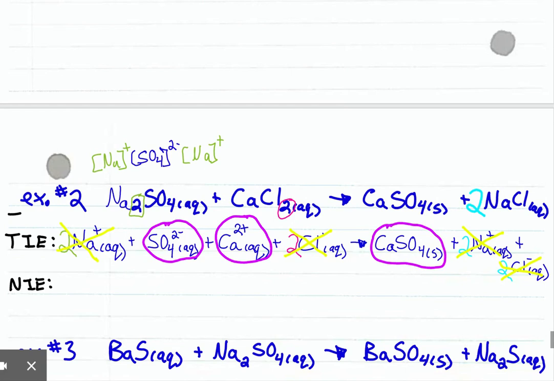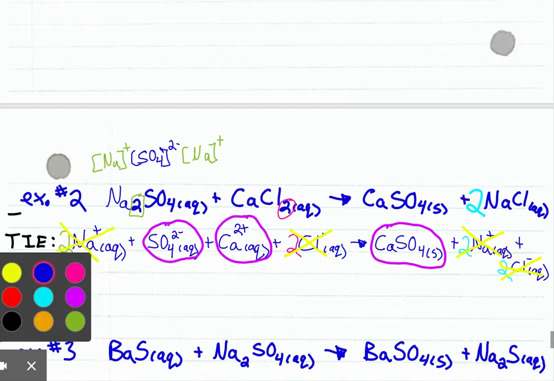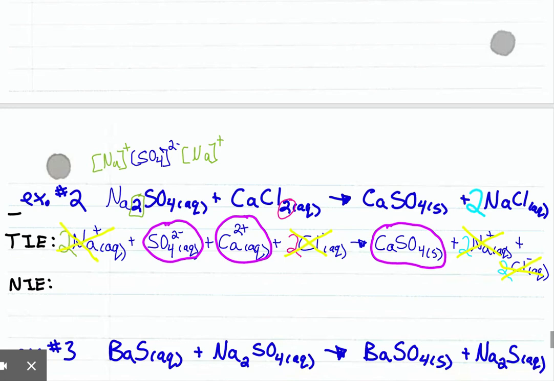So those become our net ionic equation. They're what's involved in the reaction. So my habit is to write the metal first. I'm not going to penalize you too much if you write the nonmetal first. It's not really a big deal. Some teachers might care. I don't really.